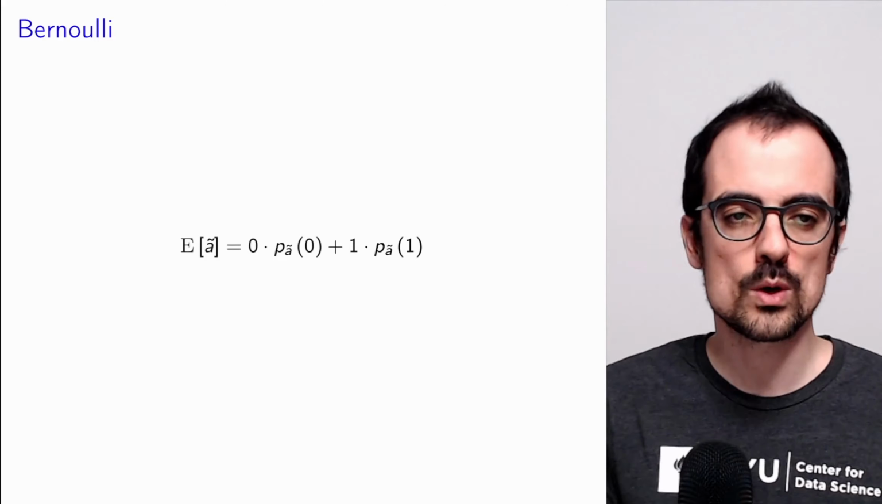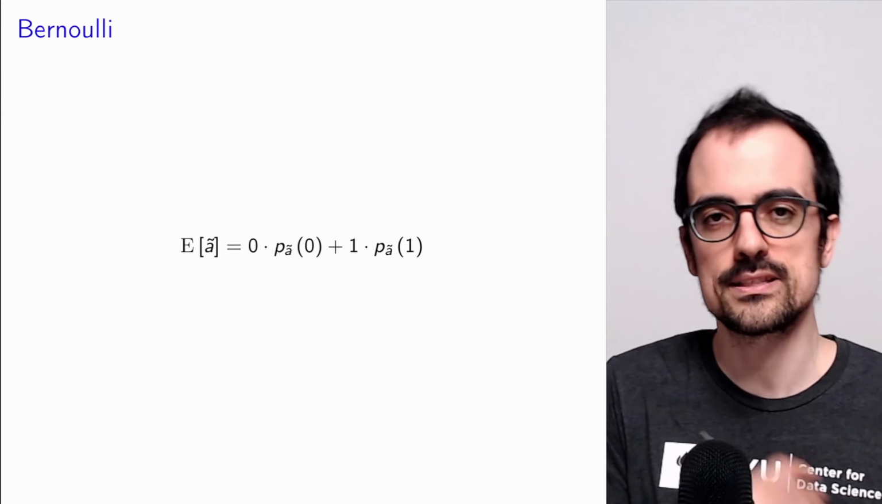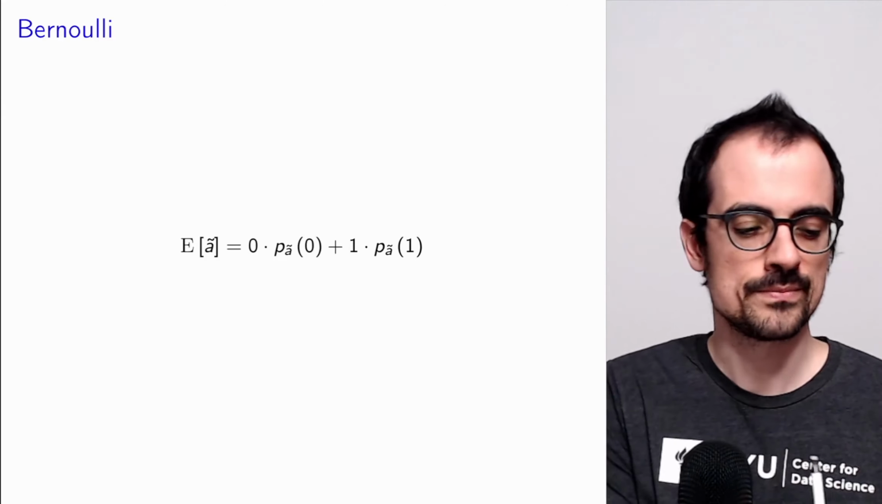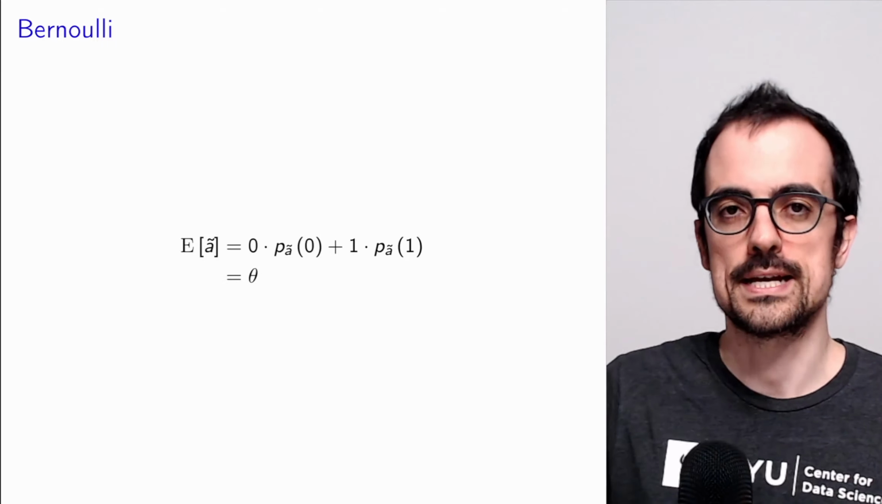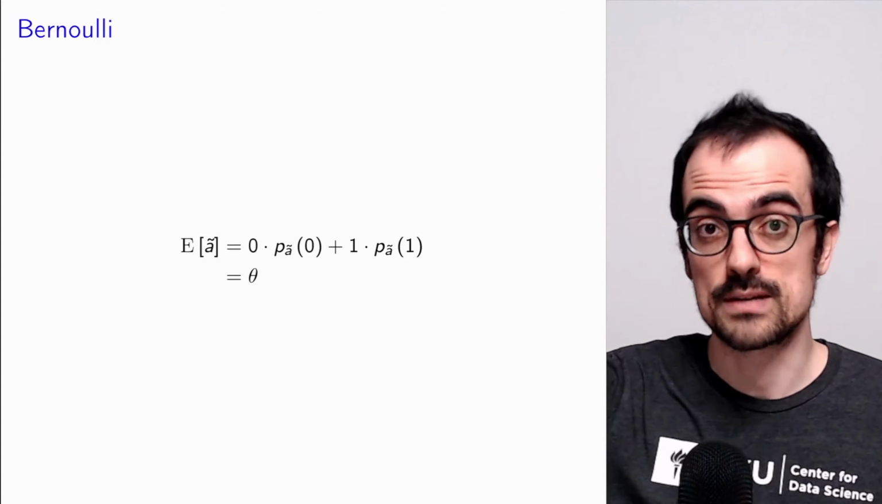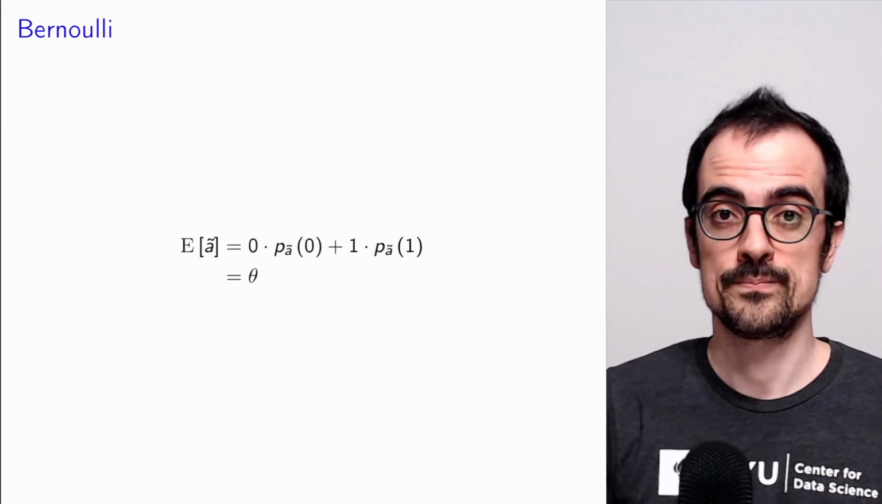Okay, so for a Bernoulli, the Bernoulli has two possible values, 0 and 1. What's the probability of 0? 1 minus theta. What's the probability of 1? Theta. So the mean of a Bernoulli random variable with parameter theta is equal to theta.